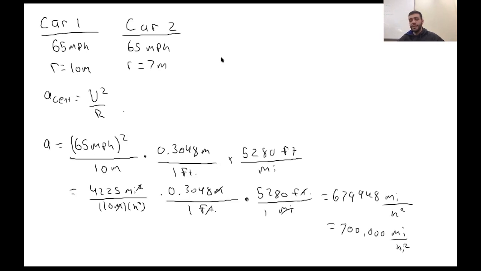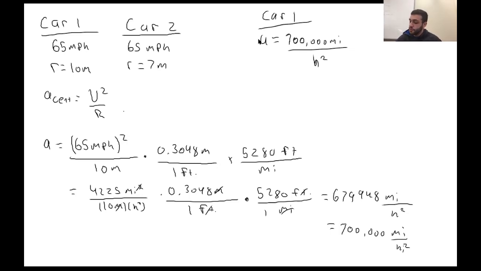So that is a huge number, right? It seems a little weird why the acceleration is so fast when it's only going 65 miles per hour. But going back to being able to visualize for the midterm, when something's going that fast around a small track, that seems almost impossible, right? It's going 65 miles per hour against a track that's only 10 meters in radius. That's really, really fast for something with such a low radius. So it really does make sense that we end up having such a weird answer. So we know that car one has an acceleration of 700,000 miles per hour squared.